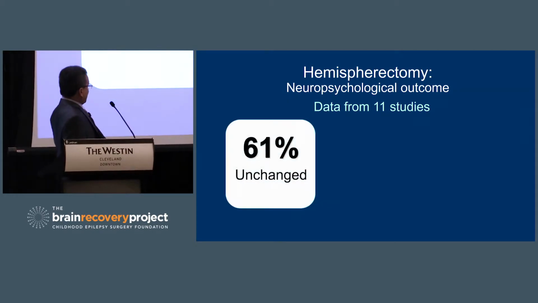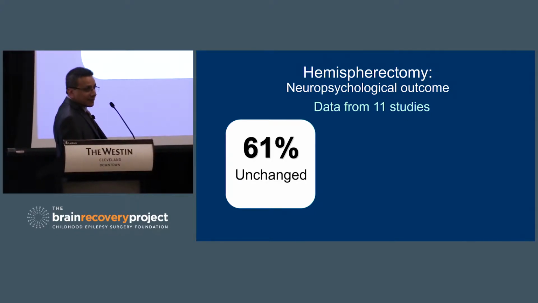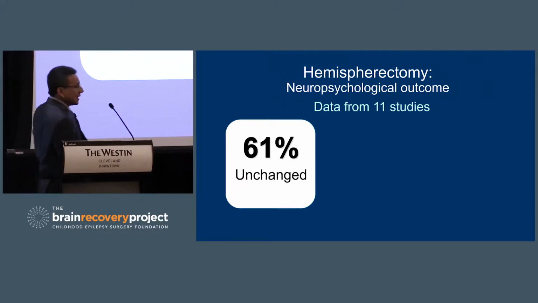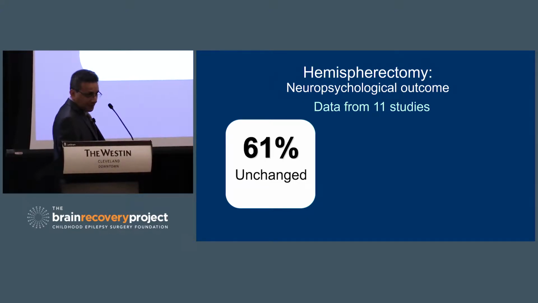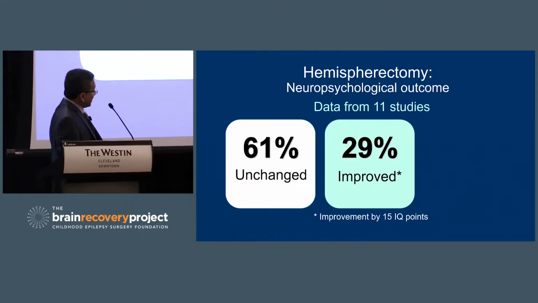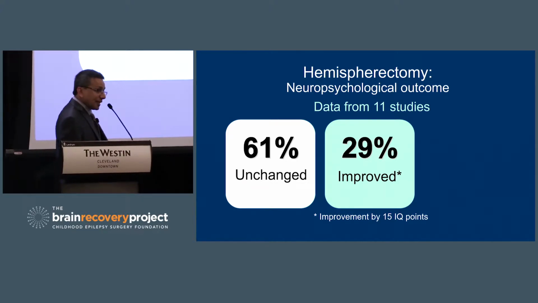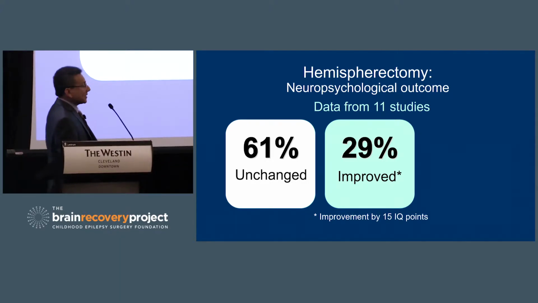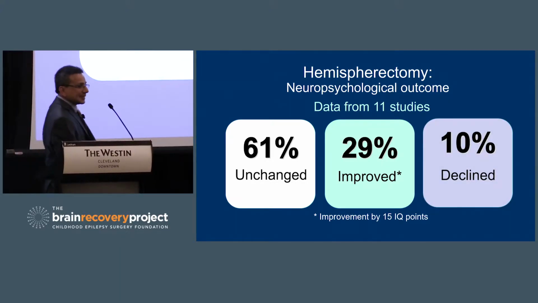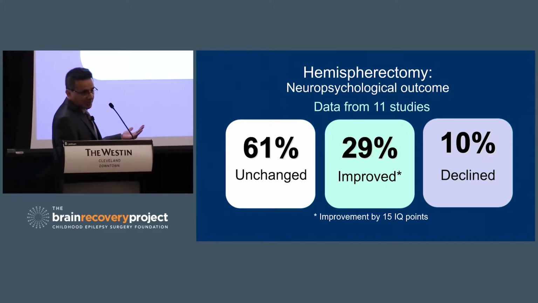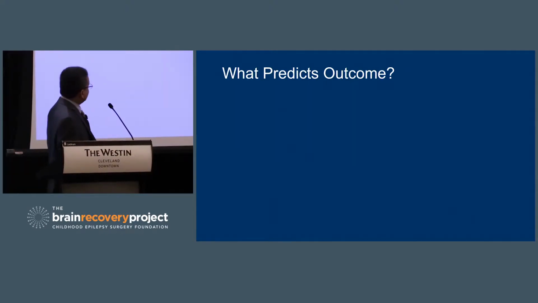Advance slide, please. If you look at the pooled data from 11 different studies, with patient numbers ranging from 15 to the 70s, I think most of the higher volume patients are from the Canadian group, 61% are unchanged. Advance, please. And about 29% improved, as defined by an improvement of 15 IQ points. Advance, please. And about 10% declined. This is kind of a recurring theme in general about epilepsy surgery and outcome, especially the cognitive outcome.